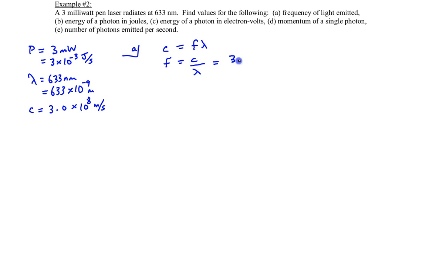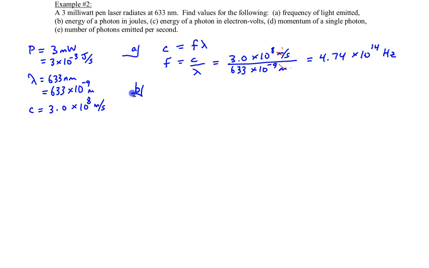So the speed of light is 3 times 10 to the power of 8 meters per second, which means that our wavelength must be in meters. You can't be using nanometers, you're not going to get your frequency in the right units. So we're going to have to write this as 633 times 10 to the power of negative 9 meters. And you can see that the meters cancel out, and so I'll have 1 over seconds, which is really hertz. And this gives you a frequency of 4.74 times 10 to the power of 14 hertz.